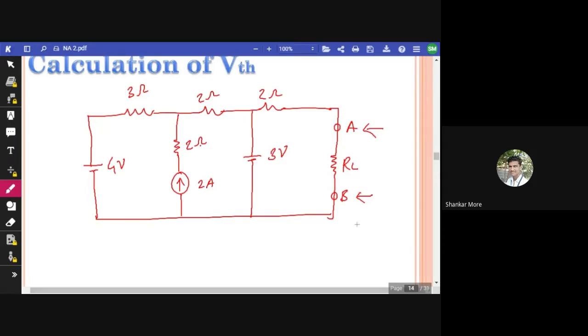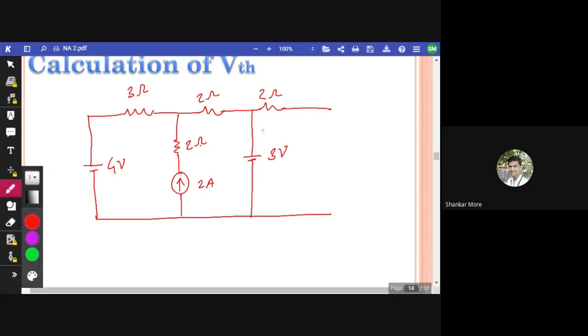Okay, so what we are going to do, first of all we are going to remove RL. So I have removed RL now. So what I have to do, I have to calculate voltage across these terminals. So what can be the voltage? Can anyone tell? What will be the voltage across the terminals A and B? This is A and this is B. Anyone can try it? Think about it and you can easily tell me the value of voltage that will be coming across.